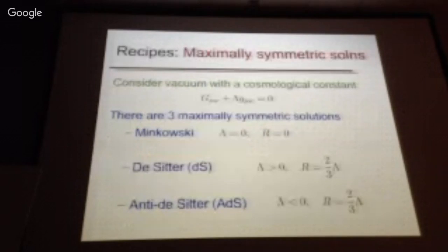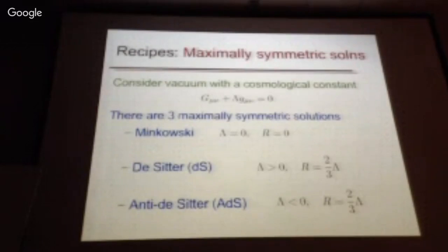So now let's go back to Einstein equations and ask about solutions to those equations that have the maximum number of symmetries, the maximum number of Killing vectors. So there are 3 maximally symmetric solutions. Minkowski, which corresponds to having a 0 cosmological constant, and therefore there is no curvature in the system. So sorry, this is in vacuum. I'm not putting any matter in the energy momentum.